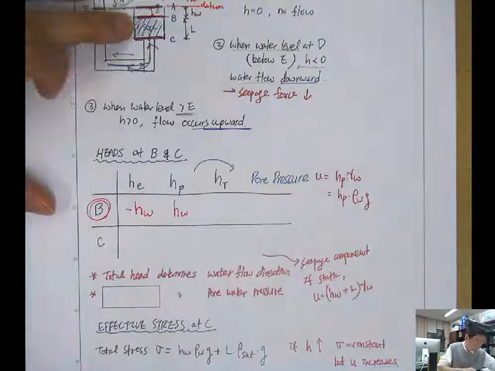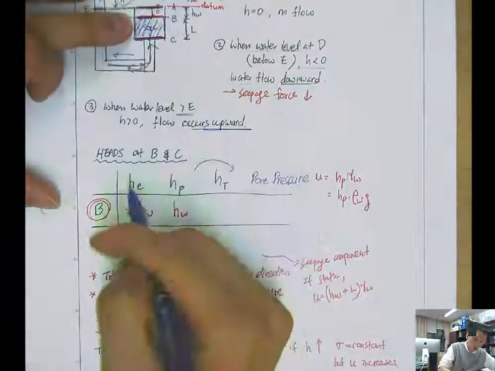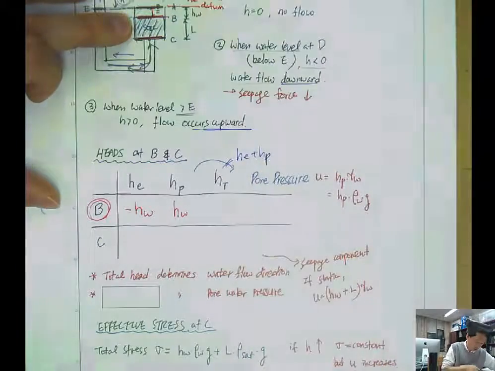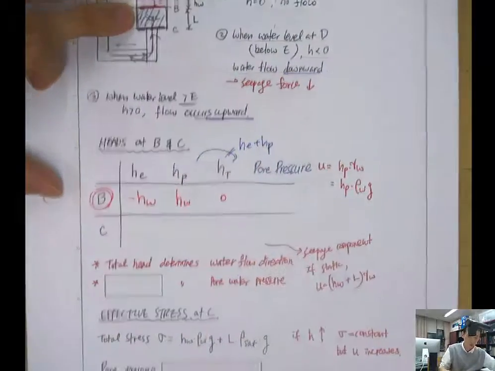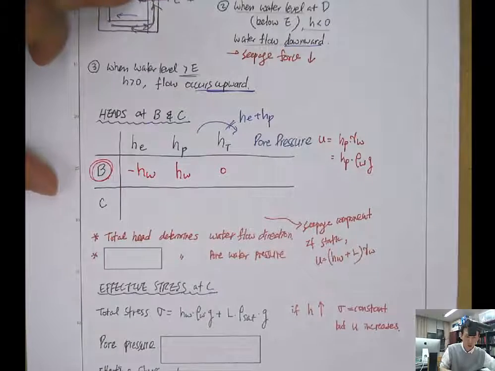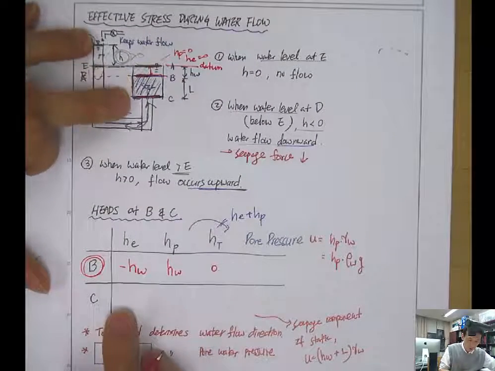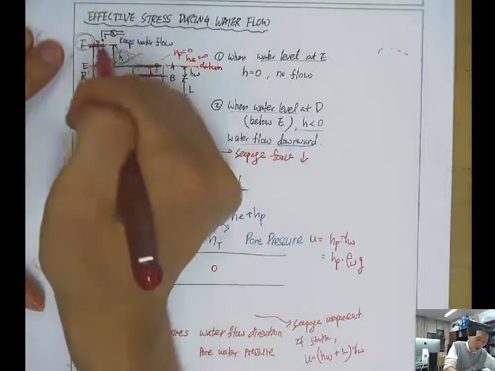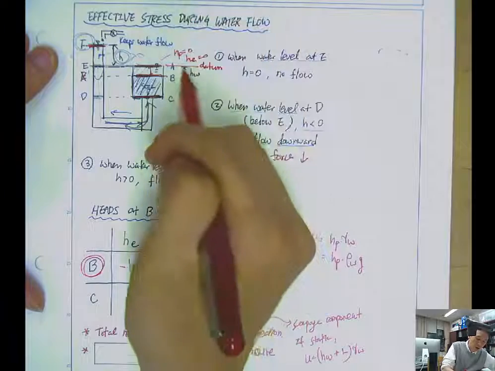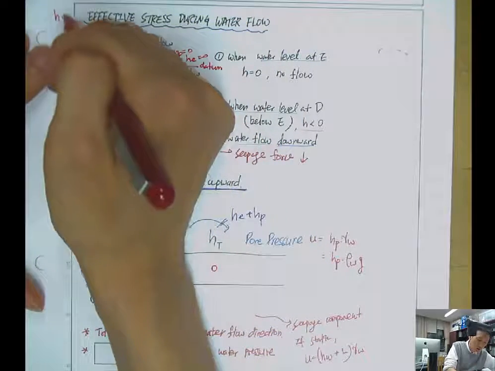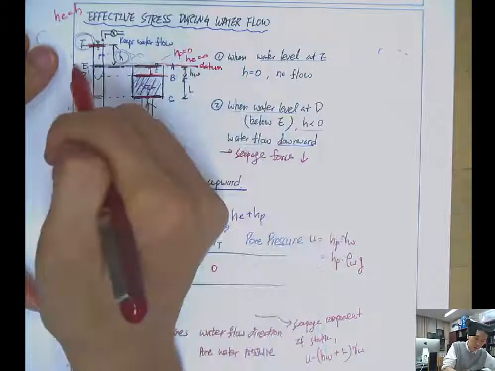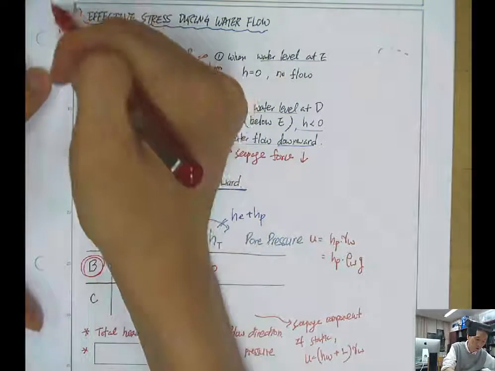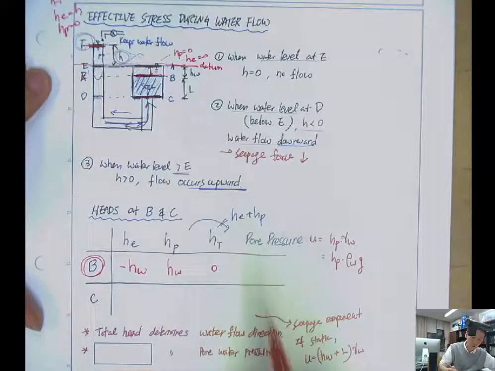So total head is what? Summation of HE and HP. So this is HE plus HP. So this becomes 0. Okay. And what about C here? You have to think from here, right? So then at F, elevation head is H, and the pressure head is 0. So total head is H.